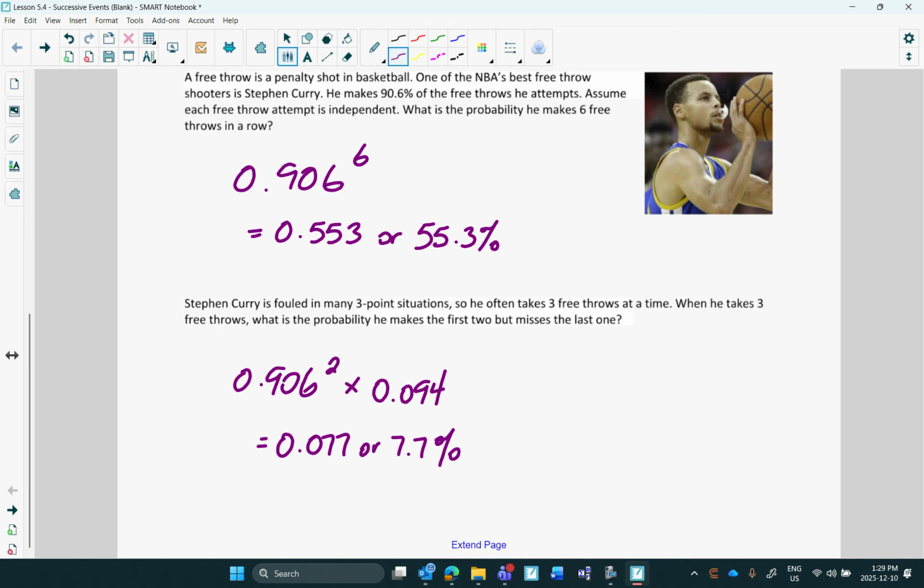Okay, so that's how we deal with successive events. We use multiplication. Depending on the question, it could be taking the probability of something happening and multiplying by itself repeated times, or it could be a combination of an event happening, then an event not happening, then an event happening, whatever, but we still multiply.